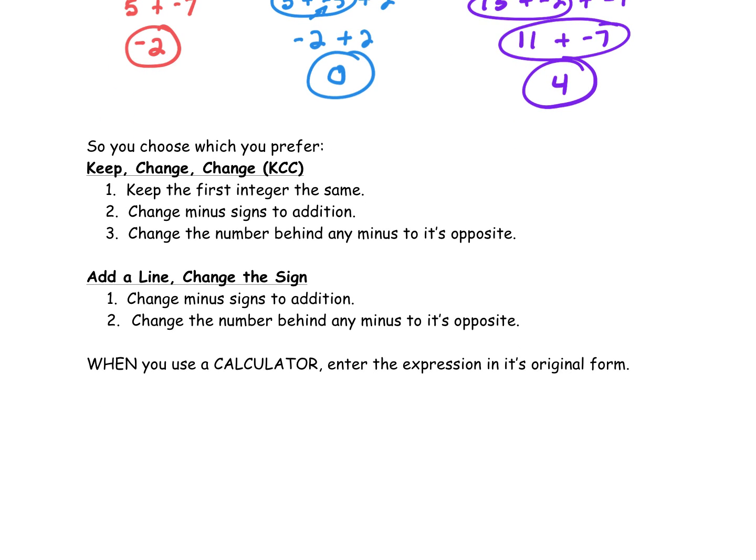So in conclusion, when we have to work without a calculator, you have a choice of using keep, change, change, in which you keep the first integer the same, change minus signs to addition, and change the number behind any minus sign to its opposite. Or you can use add a line, change the sign. You'd go directly to any minus signs and change them to addition, which means the number behind them you have to change to the opposite. And that only occurs for any number behind a minus sign. So this is hugely important.